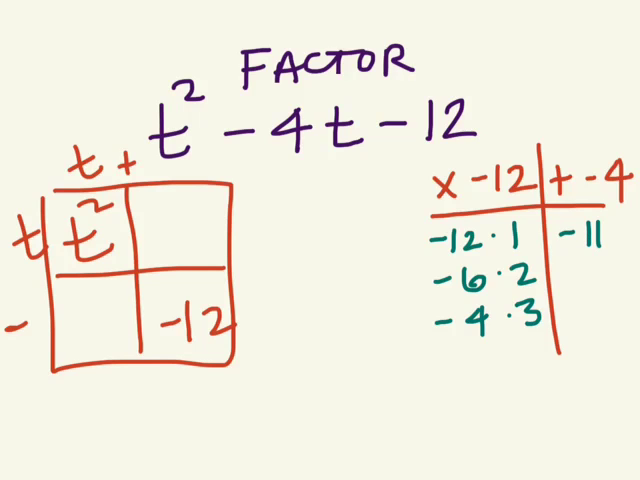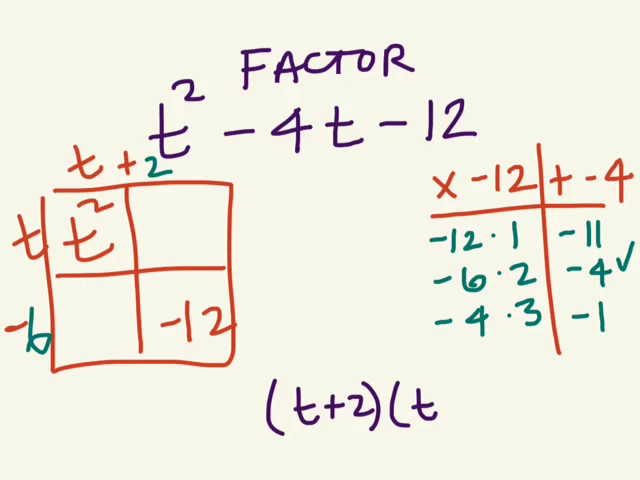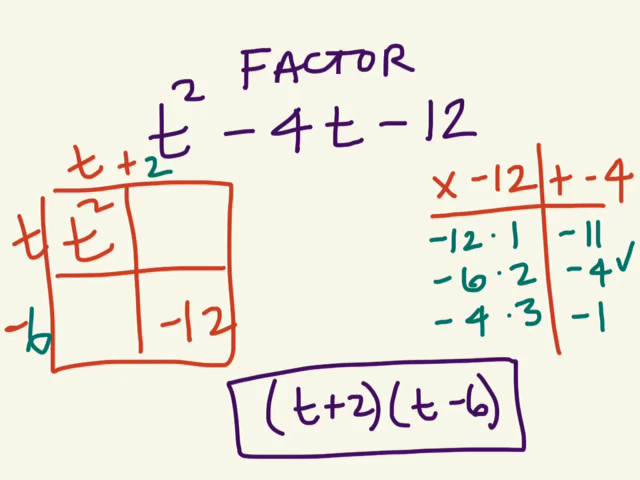-11. This is -4, and this is -1. Which one is it? I'm looking for -4. It's right there. Remember that 6 is negative. It's bigger, and +2. Let's write our parentheses. T plus 2, t minus 6. It doesn't matter who is written first. It's multiplication. And we're done.